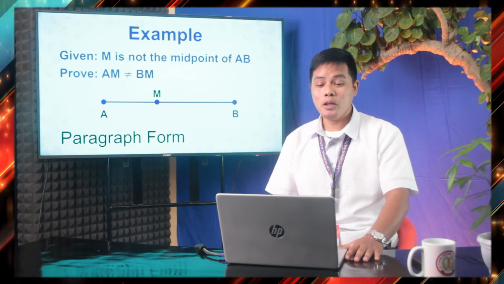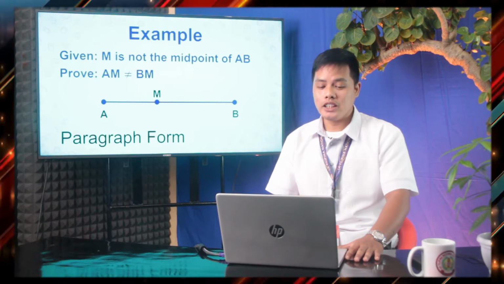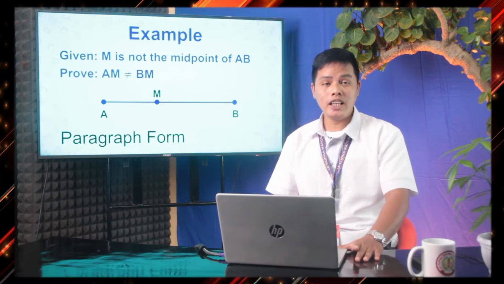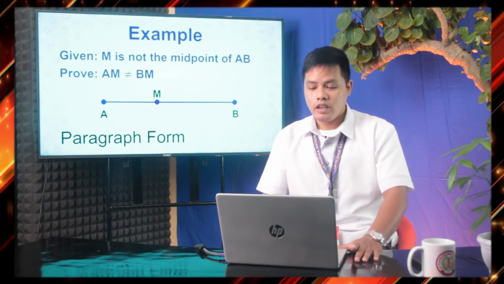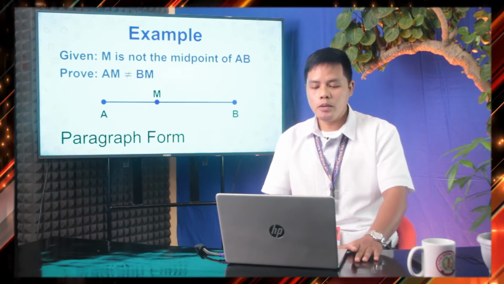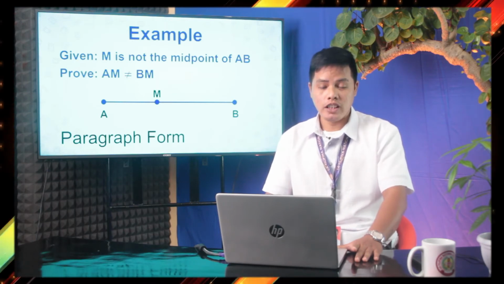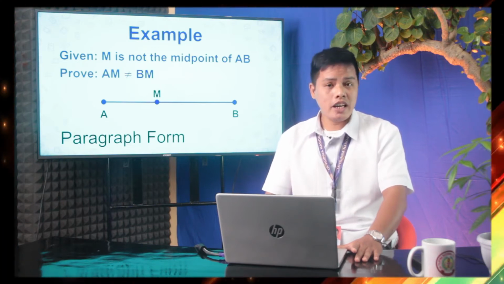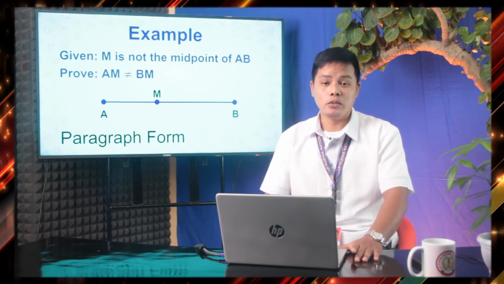Given that M is not the midpoint of AB, prove that line segment AM is not equal to line segment BM. In paragraph form, given that point M is not the midpoint of line segment AB, then we can assume that the line segment AM and line segment BM are equal. But saying M is the midpoint of line segment AB contradicts the given statement, which proves that line segment AM is not equal to BM. The idea denies M being the midpoint, but in the end, it becomes true.